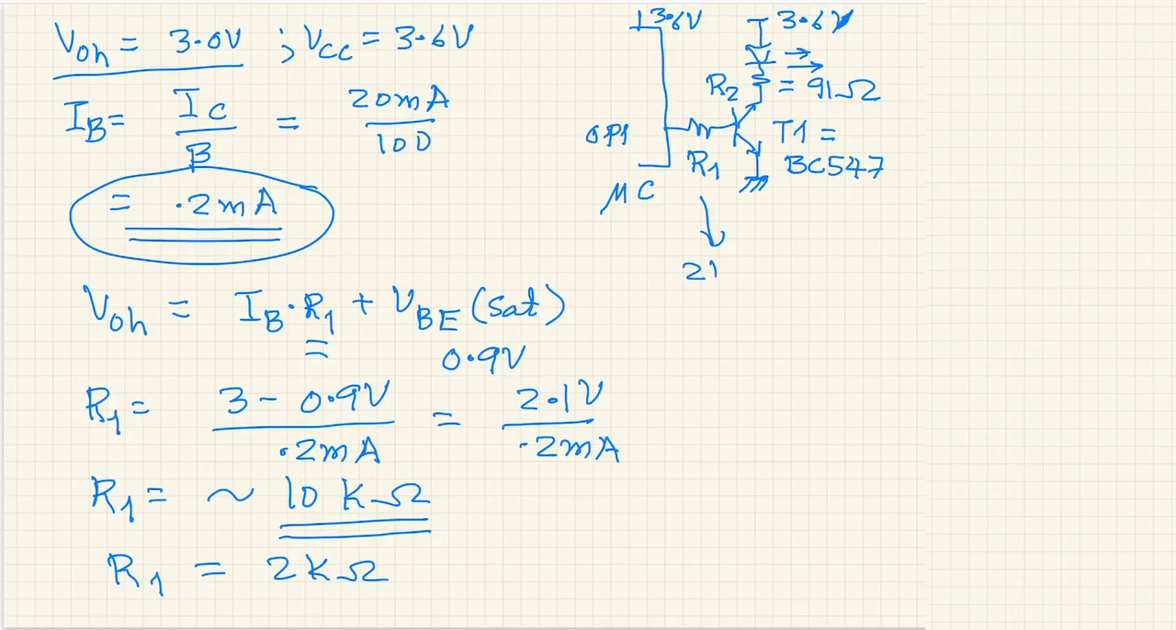So now we have the values of all the components that are required. R1 is 2 kilo ohm. R2 we have already estimated to be 91 ohms. Our transistor is BC547, and we have chosen a red LED, and in this configuration the microcontroller will be able to drive 20 milliamperes of current through the LED.